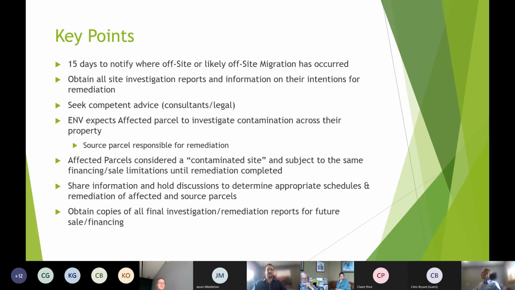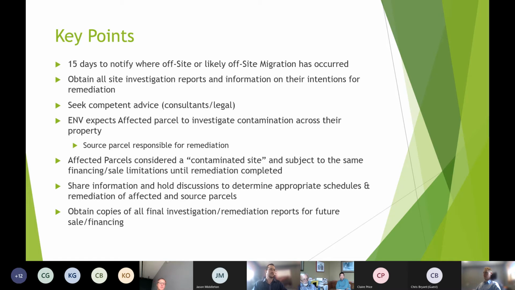So that basically sums up our scenario analysis on offsite migration issues. We'll just summarize some key points here for you guys. When you're a source parcel and you notice that there's offsite migration occurring or is likely occurring, impacting your neighbor, you have 15 days to notify them through the official ministry channels that Paul discussed.